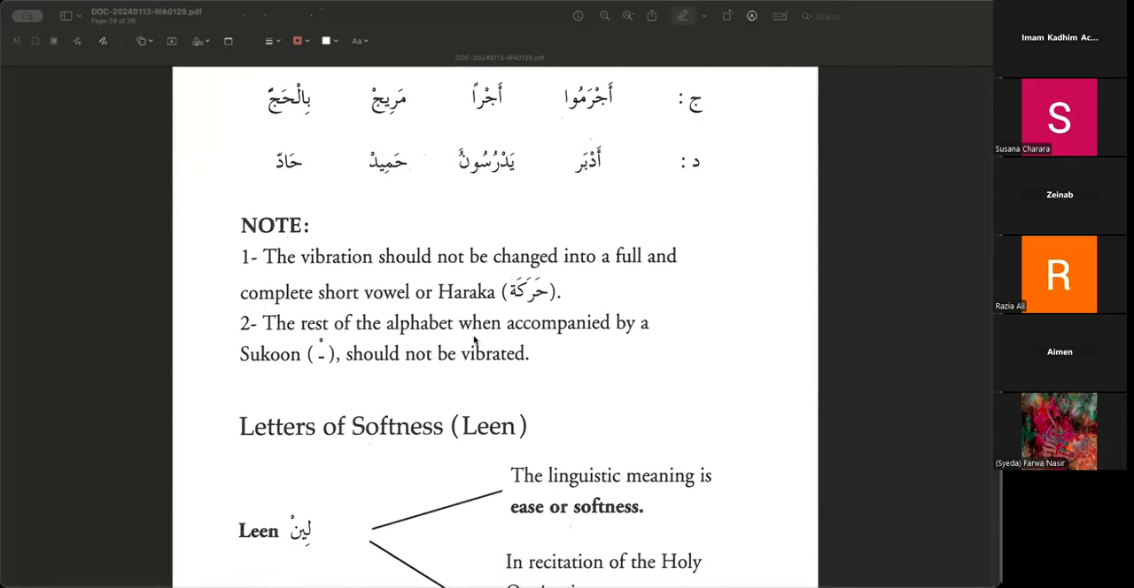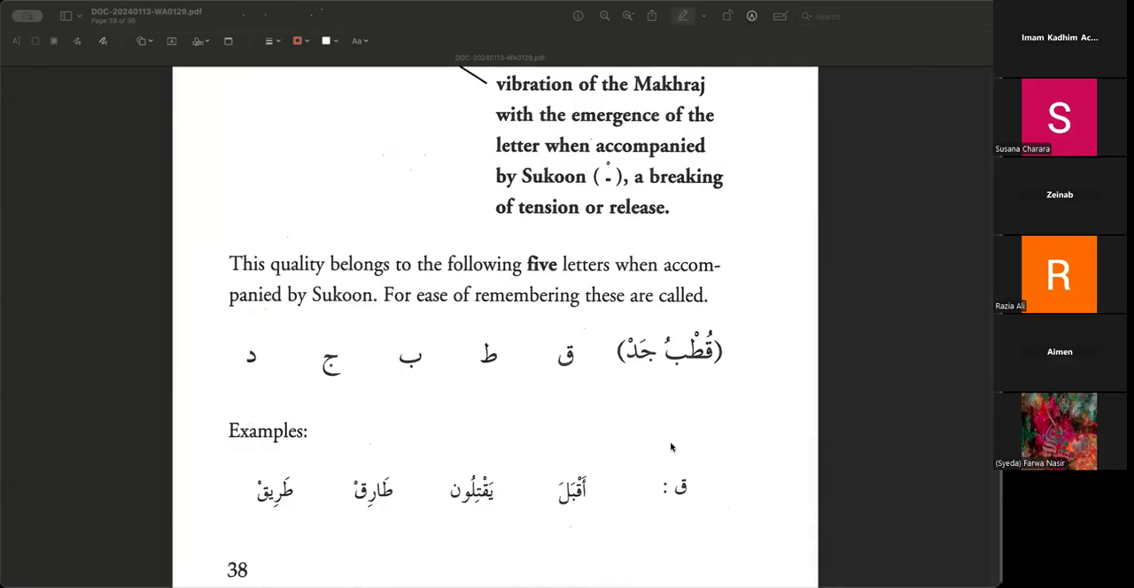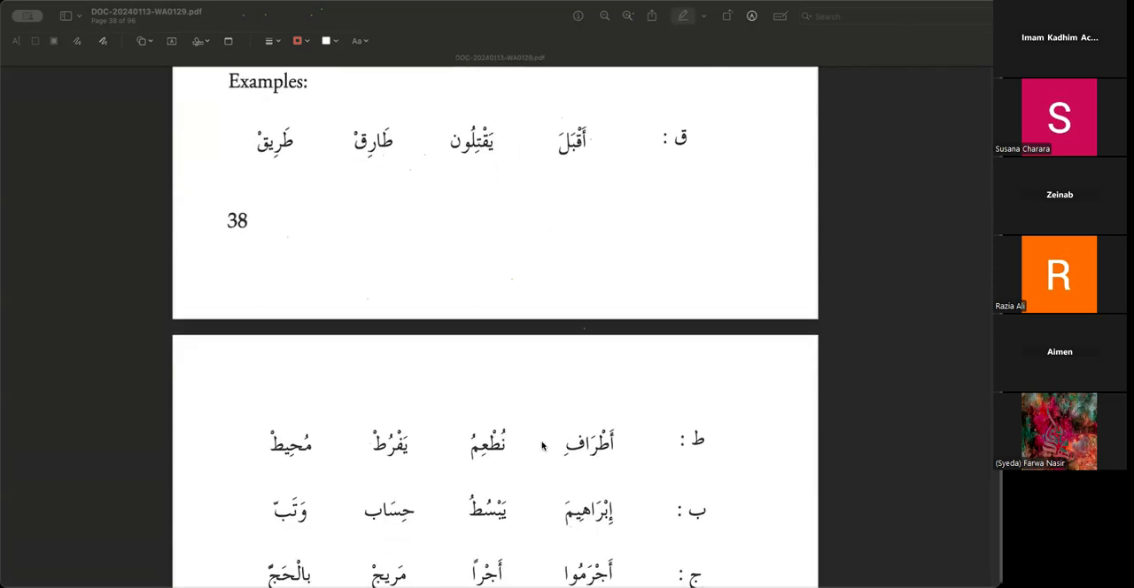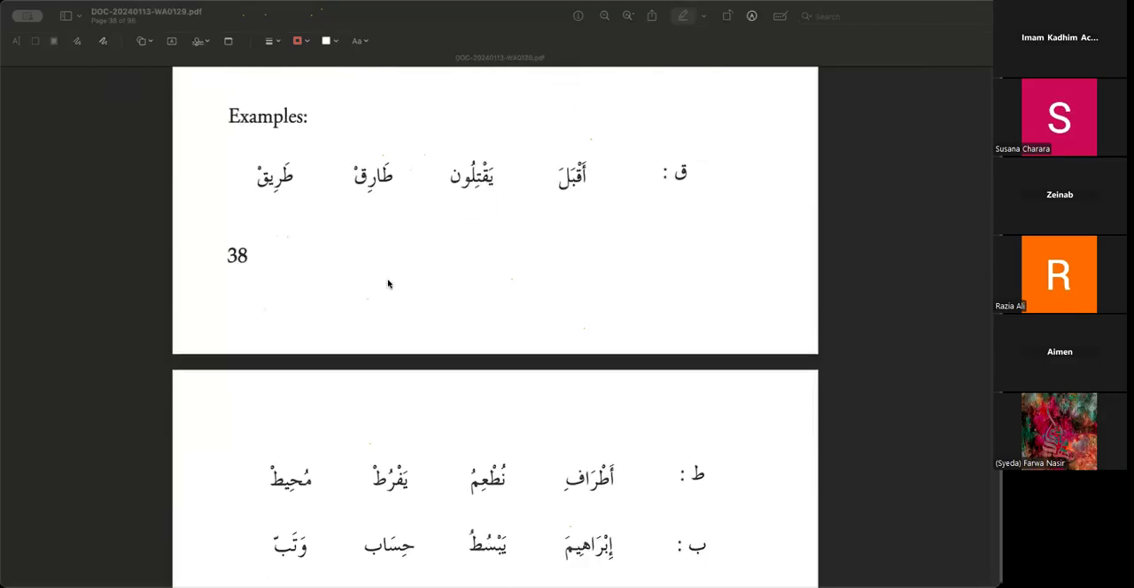And the rest of the alphabet, when accompanied by a sukun, should not be vibrated, meaning these are the only five letters of qalqala. And only when they have a sukun. If they have a haraka on top of it, you're not going to give it qalqala. So none of that, obviously. Exactly. Thank you so much.